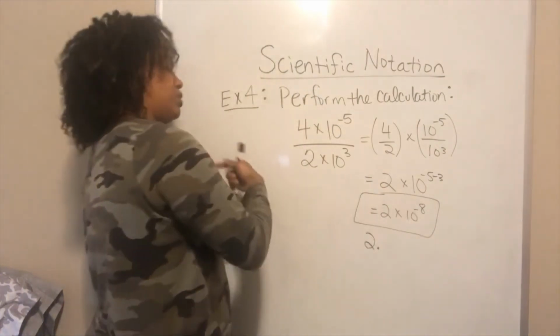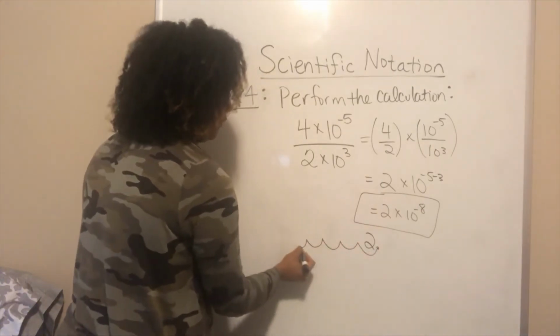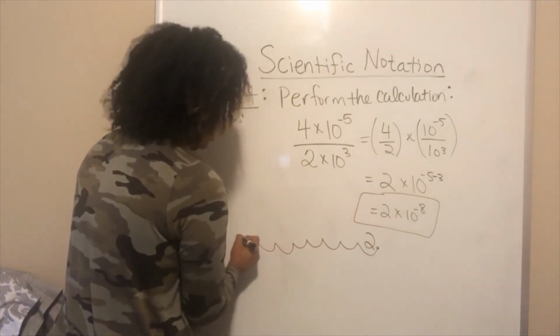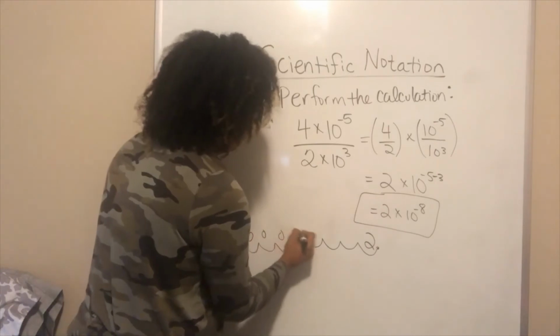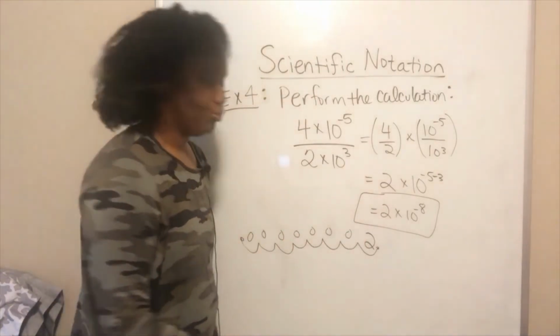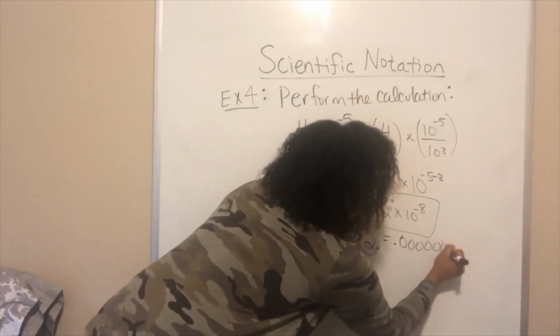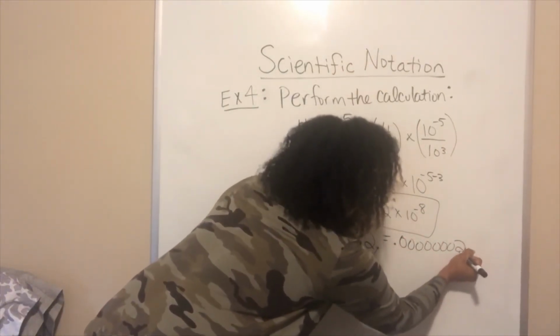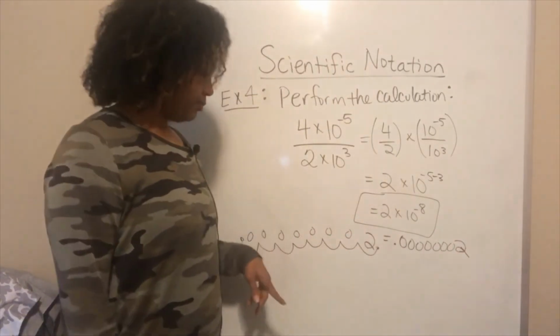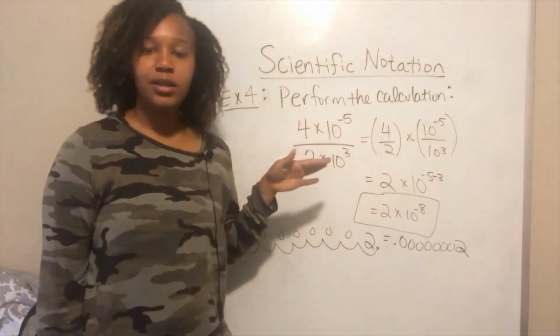Negative 8 means go to the left, so you'll move that to the left 8 times. 1, 2, 3, 4, 5, 6, 7, 8. That means you will have 1, 2, 3, 4, 5, 6, 7 zeros. So if I was to write this more clearly, that would be 0.0000000 with the 2 at the end. So that would be this number in standard notation. And so this is how you would perform this calculation.